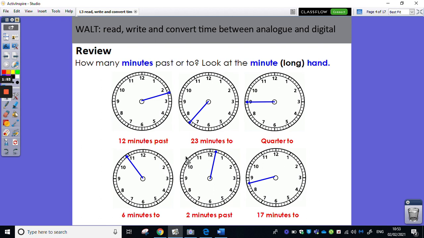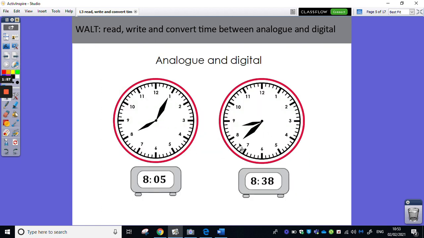Now we're going to be moving on today to look at analogue and digital. So as you can see on your screen, I've got 2 different types of clocks. So the one on the top in the circle that we've been looking at is called analogue. And then the ones on the bottom with the numbers are digital. Now we can see this one is 1, 2, 3, 4, 5 minutes past 8, which is what we've been learning. So that's why it says 8:05. So it's written a slightly different way round, but I've still got my minutes and then my hour on this side.